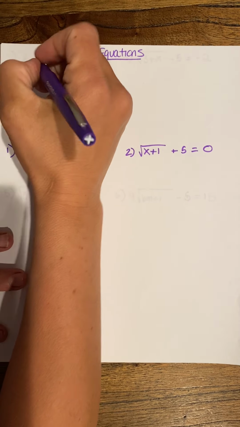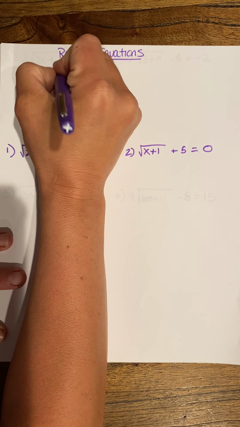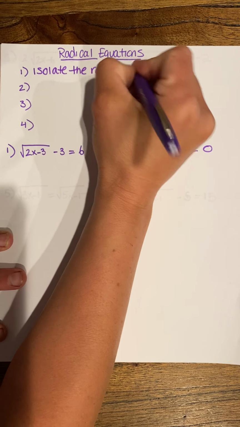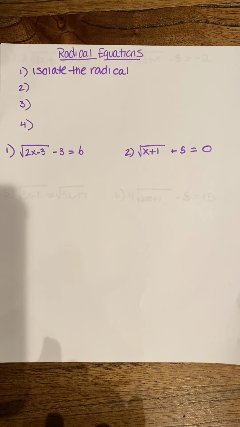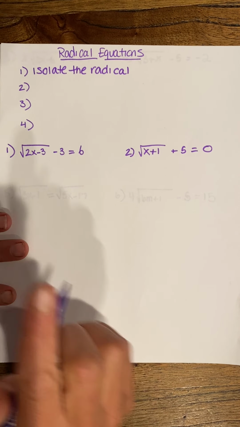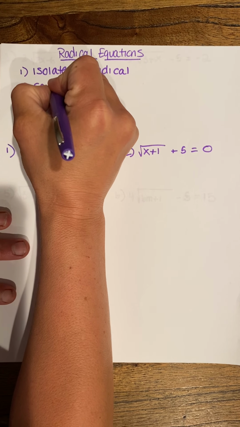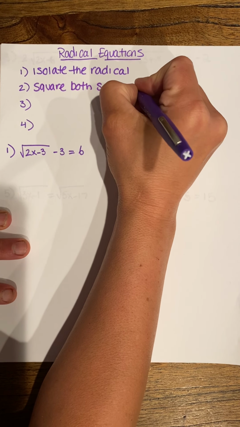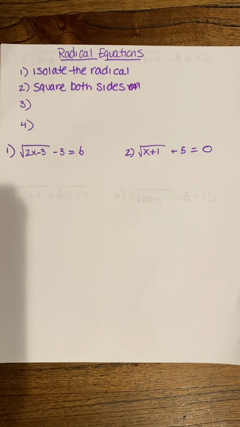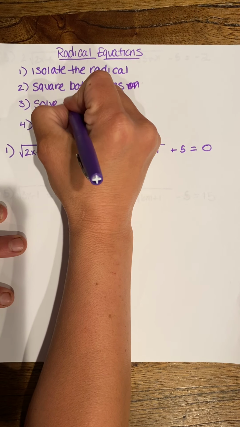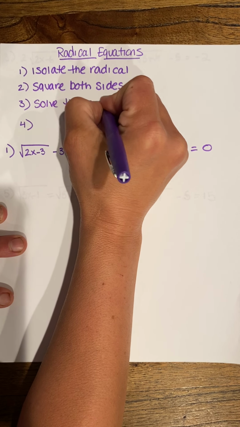So step 1 for radical equations is to isolate the radical. That means if there's anything on the same side of the equation as the radical that's not in a radical, it has to get moved over to the other side. You have to get to a point where the radical is all by itself on one side of the equation. Then step 2, you are going to square both sides of the equation. Then step 3, you are going to solve the equation that you get.